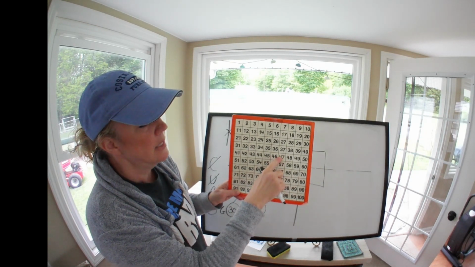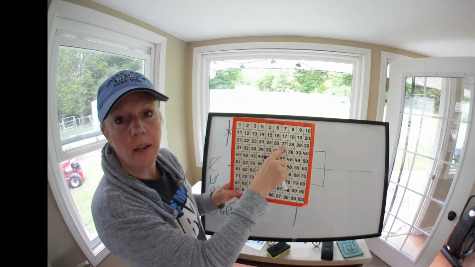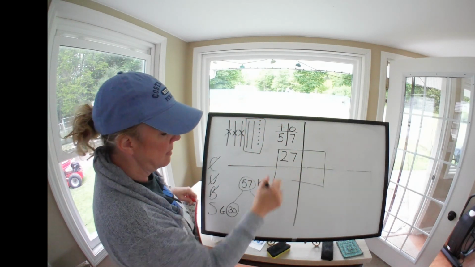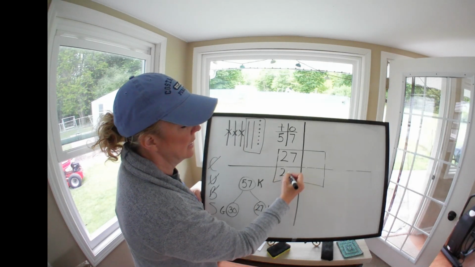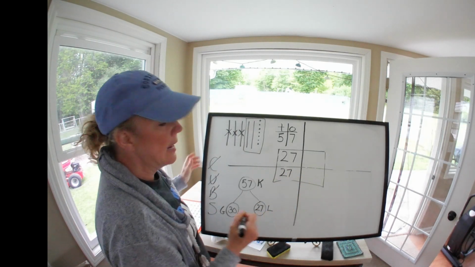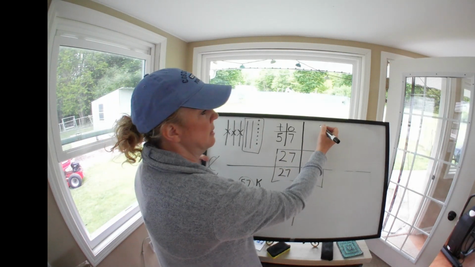30. So we have 10, 20, 30. The answer is 27, and it matches here, 27. So we're going to put an L for left, and she has 27. Now, what I'm going to do is I'm going to write my number sentence.